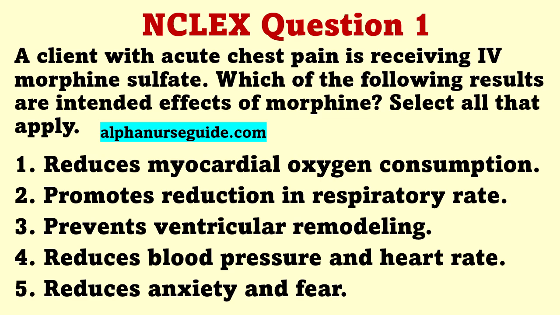The correct answers are 1. Reduces myocardial oxygen consumption, 4. Reduces blood pressure and heart rate, and 5. Reduces anxiety and fear. Morphine sulfate acts as an analgesic and sedative. It also reduces myocardial oxygen consumption, blood pressure, and heart rate. Morphine also reduces anxiety and fear due to its sedative effects and by slowing the heart rate.